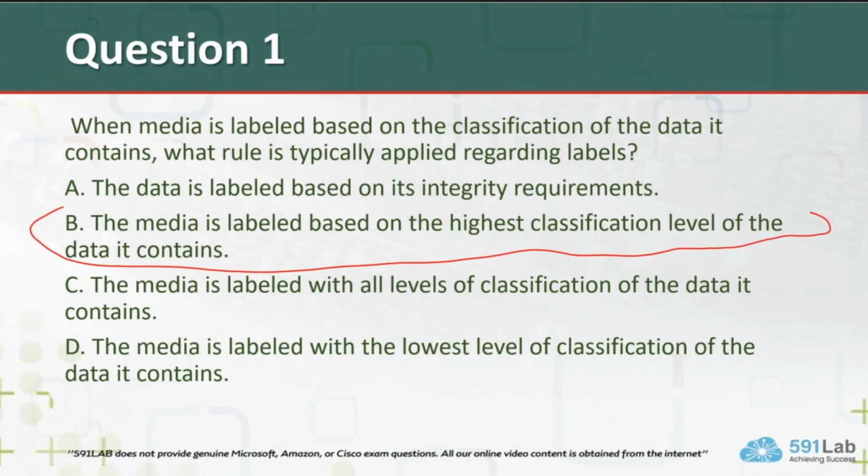Media is labeled based on the highest classification level of the data it contains. If it has top secret, then the whole media is going to be labeled top secret. Again, although it may have some other data classification levels, since it has top secret, we cannot separate the hard disk. We are going to label the whole hard disk as top secret.